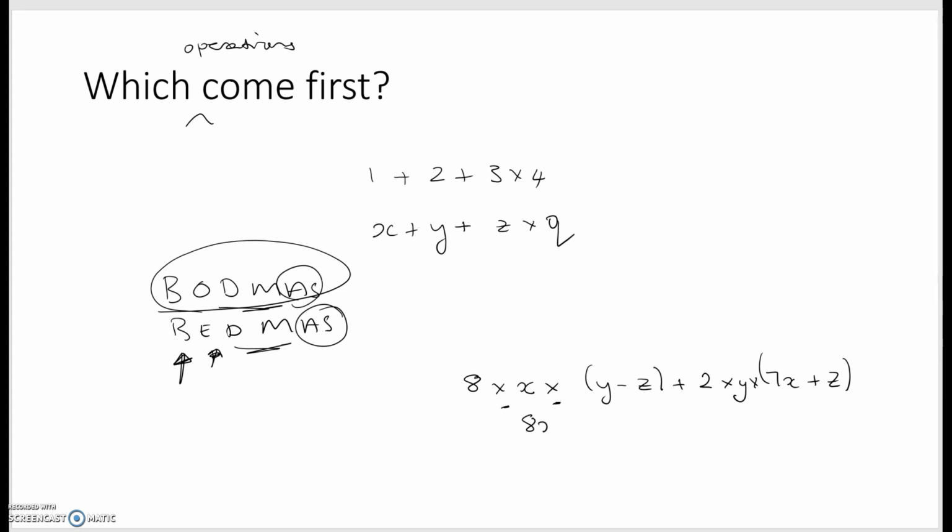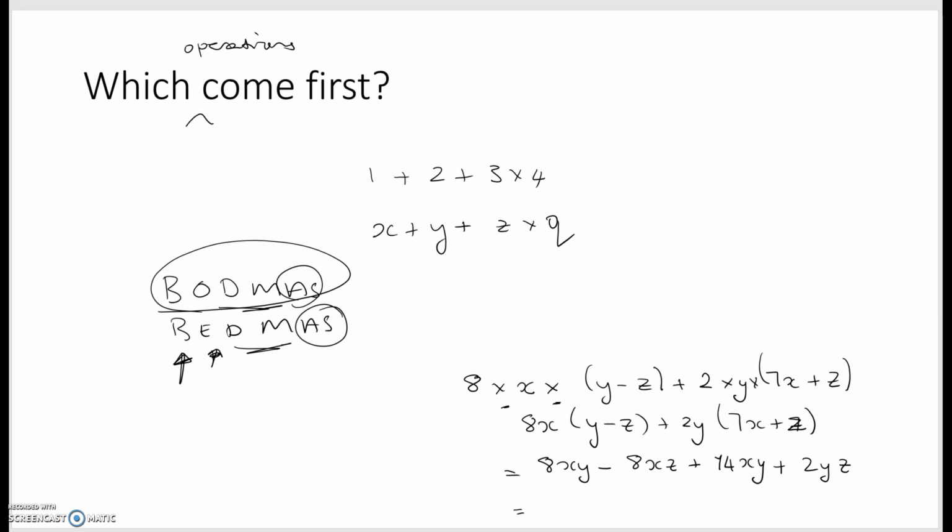We could write that as 8x times y minus z plus 2y times 7x plus z. And now we've got the distributive law, so we can get rid of that. 8xy minus 8xz plus 14, 2 sevens are 14, xy plus 2yz.